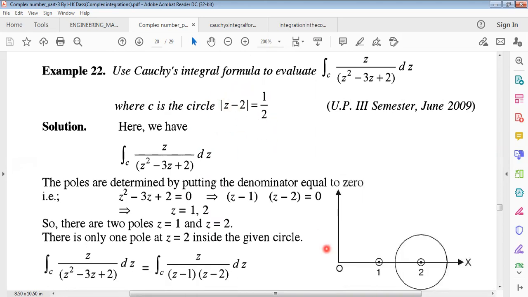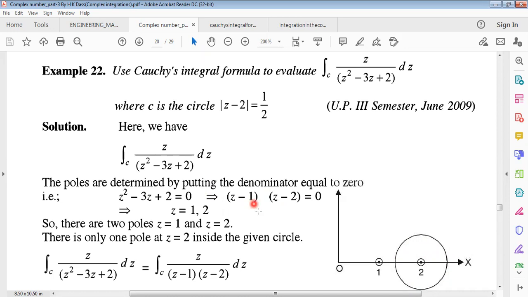Here, the center will be 2, 0, because here it is only 2. And half will be the radius. So taking the half radius, we can draw this circle. Now we have two poles.